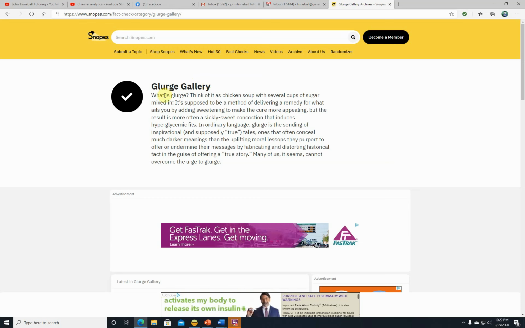So, what is glurge? Think of it as chicken soup with several cups of sugar mixed in. It's supposed to be a method of delivering a remedy for what ails you by adding sweetening to the cure to make it more appealing, but the result is often a sickly sweet concoction that induces hyperglycemic fits. So, too much sugar. It's the sending of inspirational and supposedly true tales, ones that conceal much darker meanings, well, sometimes, than the uplifting moral lessons they purport to offer, or undermine their messages by fabricating and distorting historical fact in the guise of offering a true story.